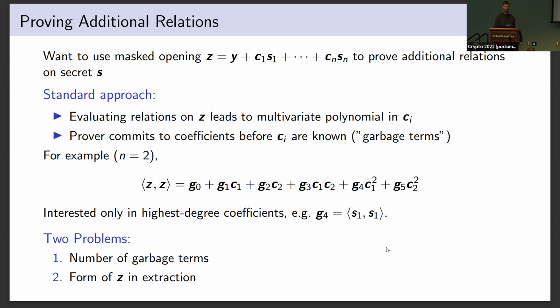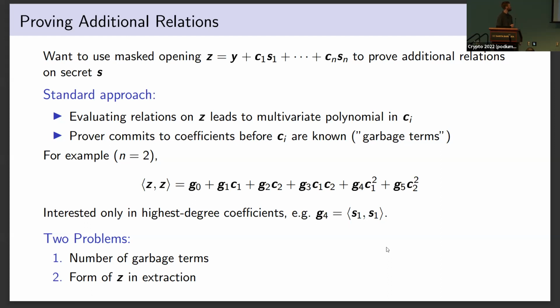We would just use the scalar product of Z with itself and get this nice quadratic multivariate polynomial in two challenges. And most of these terms are not very interesting. This is why we usually call them garbage terms, but the highest degree terms turn out to be interesting. For example, the G4 term in this relation, which is the term corresponding to C1 squared, in the actual execution will be the scalar product of S1 with itself.